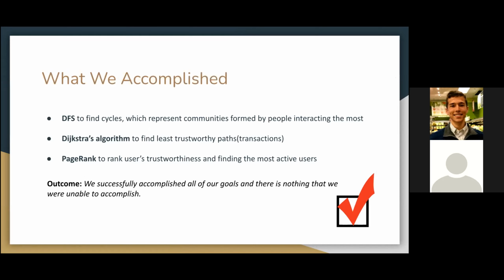What we accomplished. We use DFS to find cycles, which represent communities formed by people interacting the most. We use Dijkstra's algorithm to find the least trustworthy paths or transactions, and the PageRank algorithm to rank users' trustworthiness and find the most active users. Our outcome: we successfully accomplished all of our goals.